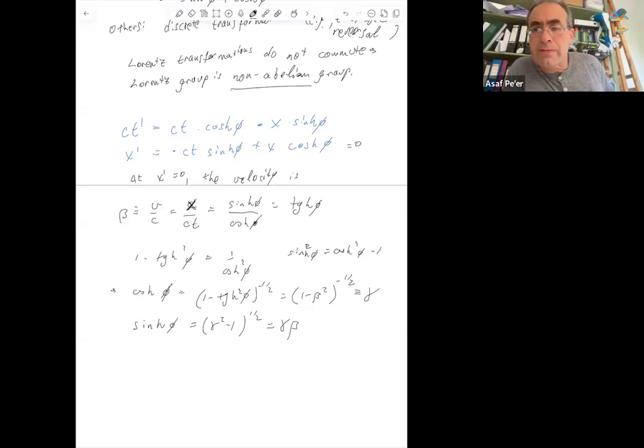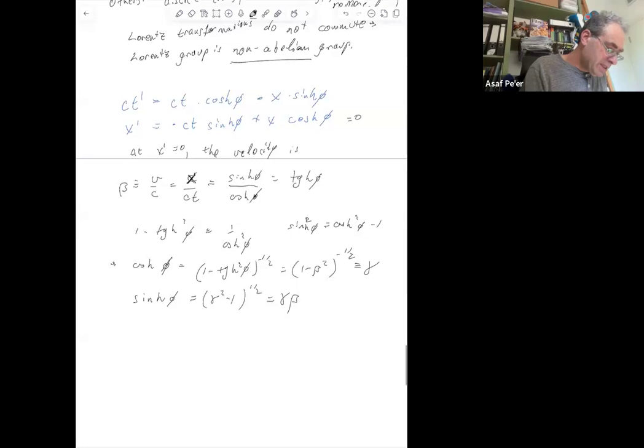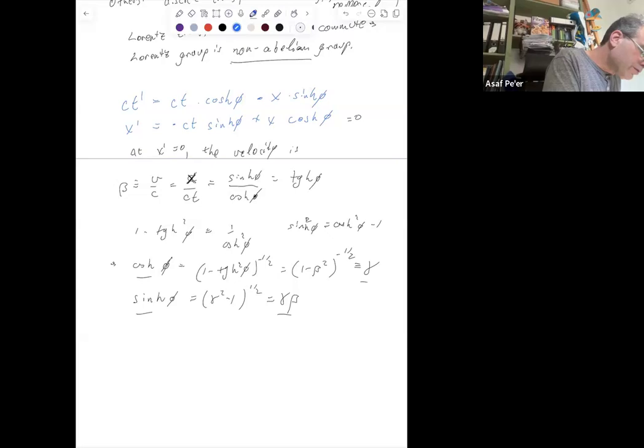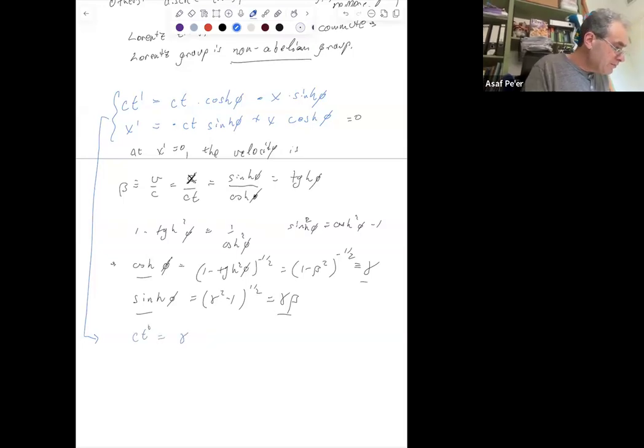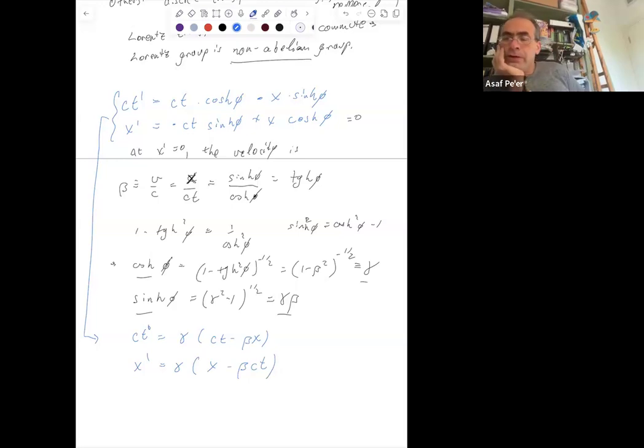And this follows directly from these mathematical identities. So using these, every time I have a sinh, I can write a gamma beta. Every time I have a cosh, I can write a gamma. So overall, I have ct prime is gamma times (ct minus beta x), x prime is gamma times (x minus beta ct). And voila!